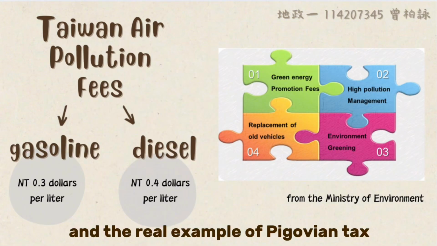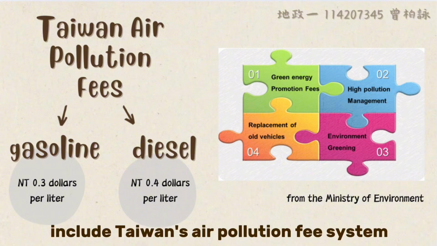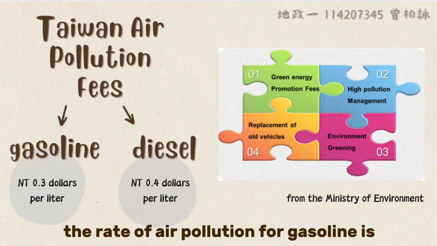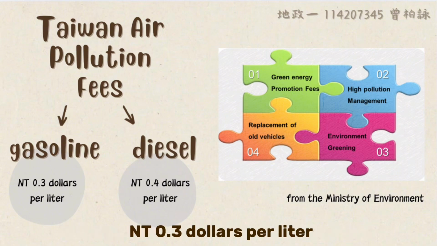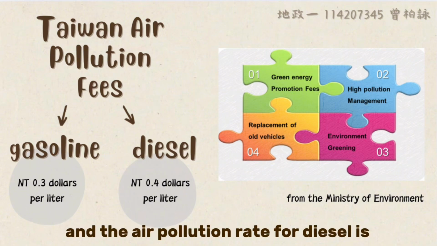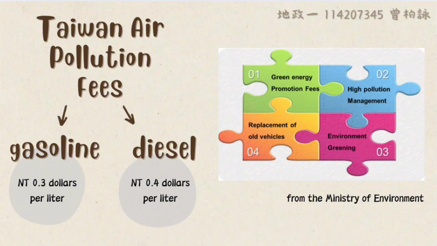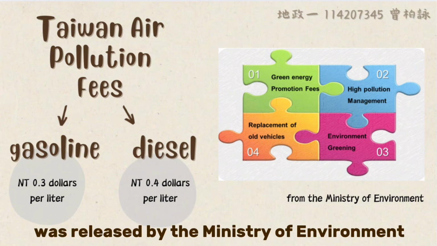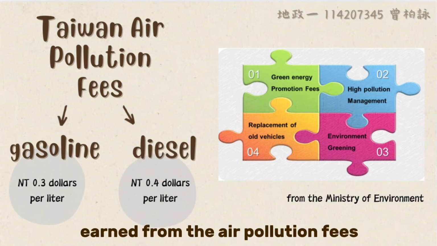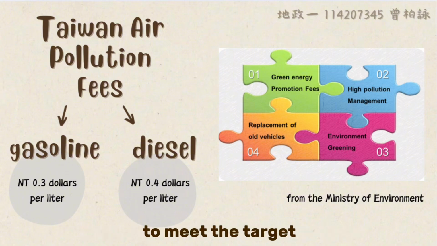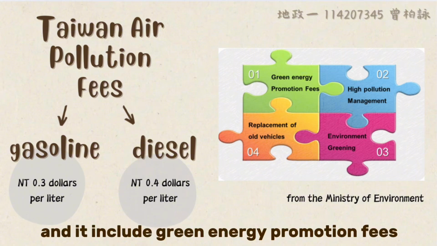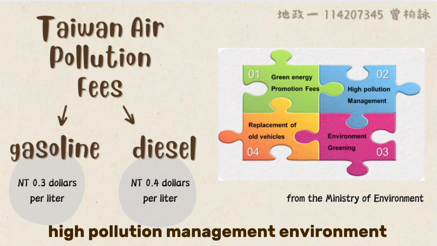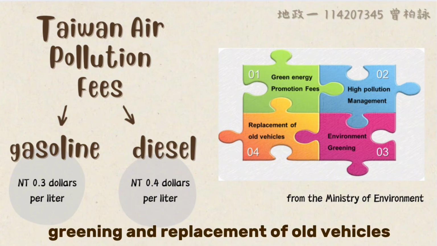A real example of a Pigovian tax is Taiwan's air pollution fee system. The rate of air pollution fee for gasoline is NT $0.3 per liter, and for diesel it is NT $0.4 per liter. The picture on the right side was released by the Ministry of Environment. The government will use the profit earned from the air pollution fees to meet its targets, which include green energy promotion, high pollution management, environment greening, and replacement of old vehicles.